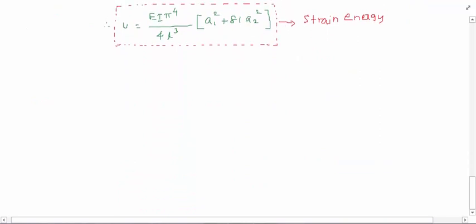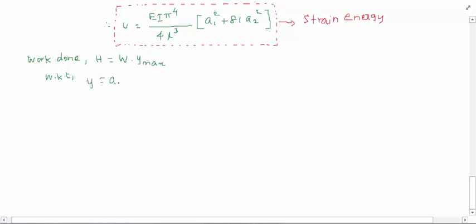Okay, so now we have to find out the value of work done. Total work done on the system, H, is equal to, for this problem, W into Y max. W will be your load and Y max is your deflection. Okay, so we know that.